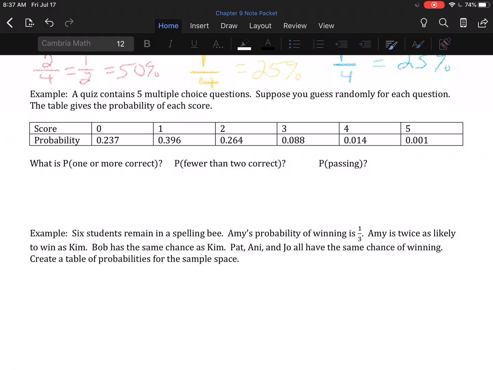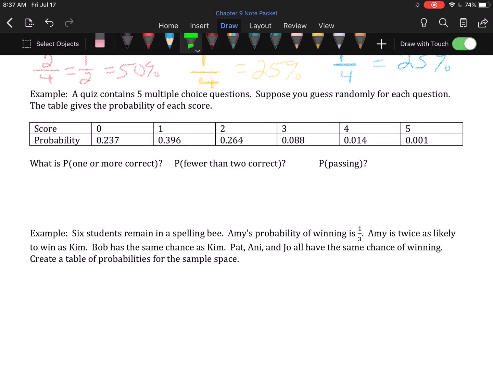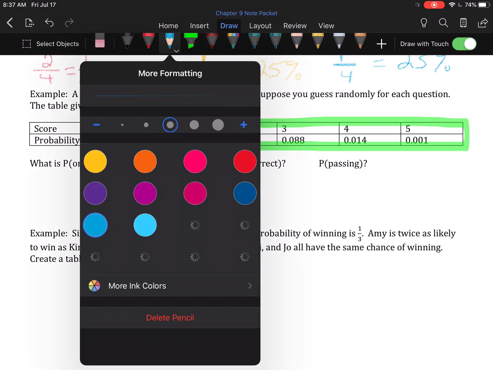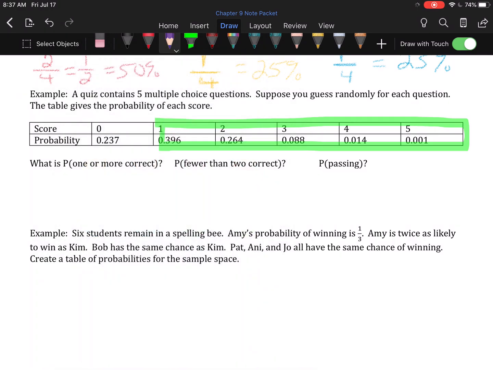So what is P(1 or more correct)? Well, 1 or more is all of this. So the probability of 1 or more correct means I've got to take 0.396. I'm not going to write this out. I'm not going to have room. What we need to do is we need to add all 5 of those.